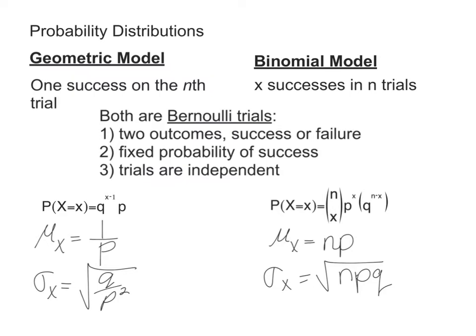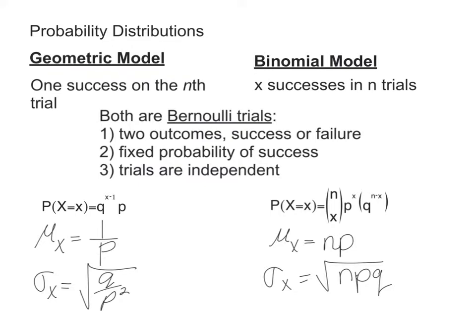All right, so let's talk about probability distributions. One of our biggest issues in probability is the difference between geometric and binomial models, and how to calculate those probabilities, those expected values. So our two different models are the geometric model and the binomial model.